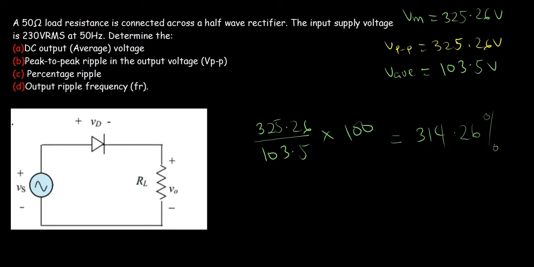So now that you know the percentage ripple, let's solve for the last part, which is D, which says that we should find the output frequency. Okay, so in a half wave rectifier, the output ripple frequency will be the same as the frequency of the input waveform. So in this case, we were given the frequency of the supply voltage to be 50 Hz. Therefore the ripple frequency FR will also be 50 Hz, same as the frequency of the source voltage.